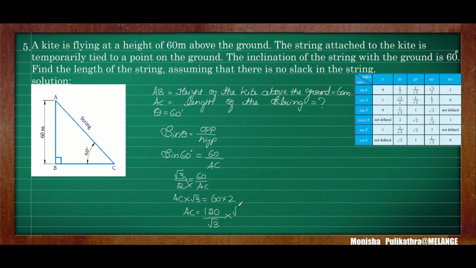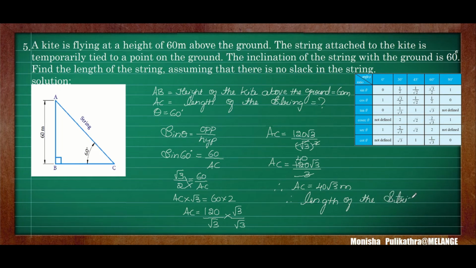So we can't stop here. We have to do the rationalization. So AC is equal to 120 into root 3, which is 120 root 3. Root 3 into root 3 is root 3 whole square, where square and root cancel. So AC is equal to 120 root 3 by 3. So 3 ones are 3, 3 fours are 12, so 3 forties are 120. Therefore, AC is equal to 40 root 3 meter. That is the length of the string. Length of the string is equal to 40 root 3 meter. I hope you understood this.